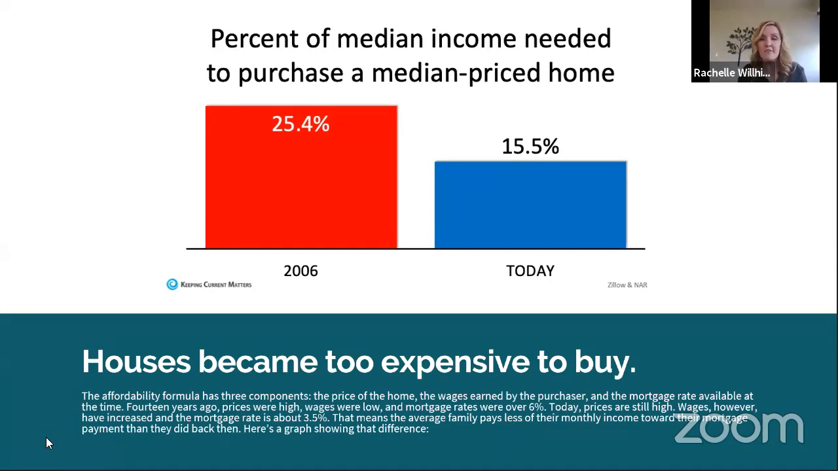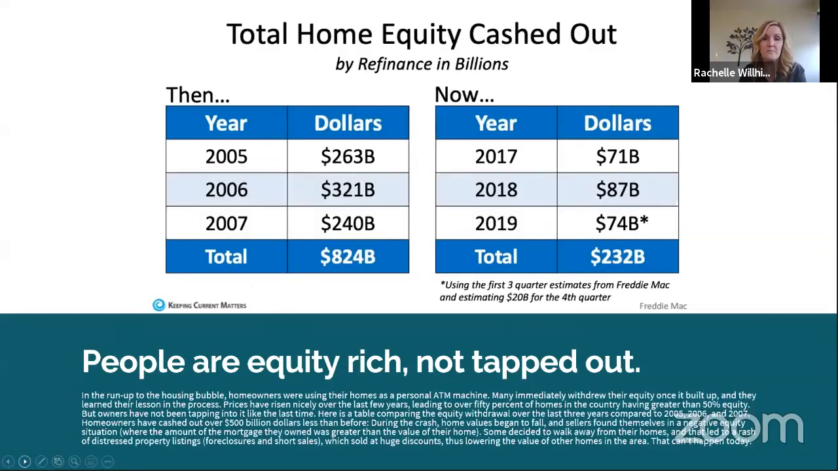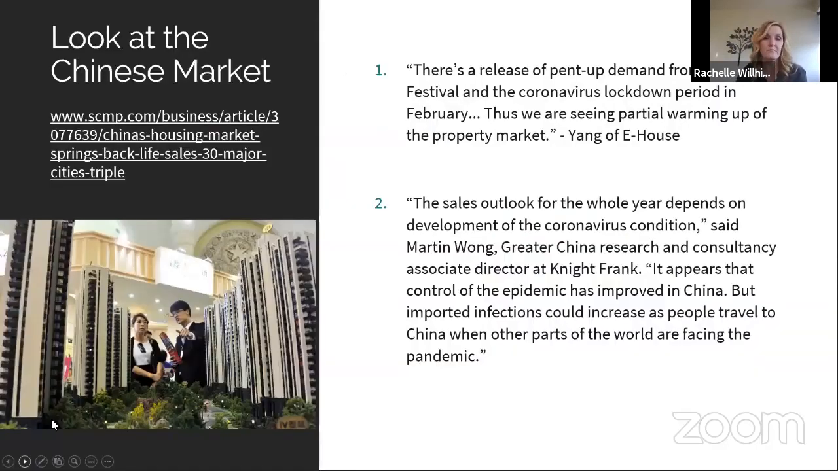So love this graph. If you guys want to use this graph and use some talking points around it, it also shows to a buyer or seller, it's not like 2006. Next one. And then this is people are equity rich. They're not tapped out. So back in 2005, 6, and 7 talks about that. And then now it's total home equities cashed out by refinance in billions. So you can kind of read up on that. I'm not going to go into detail. I want to keep it moving here.